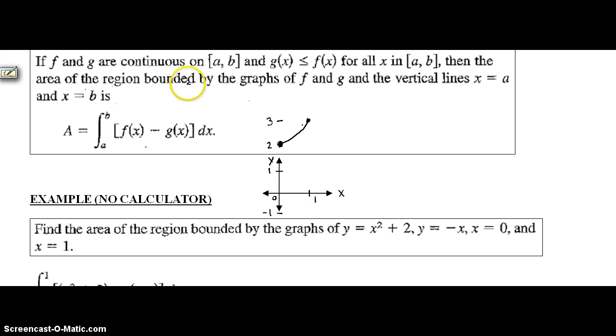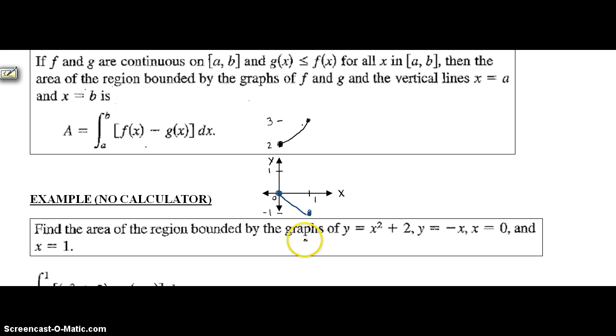For y equals -x, I'm going to change my color here and do it in blue. So if I substitute a 0 in for x, the opposite of 0 is still 0. So I have the point 0, 0. And when I substitute a 1 in, I get -1. So I have the point 1, -1. That's a linear function. So I'm going to do my best to draw a line.